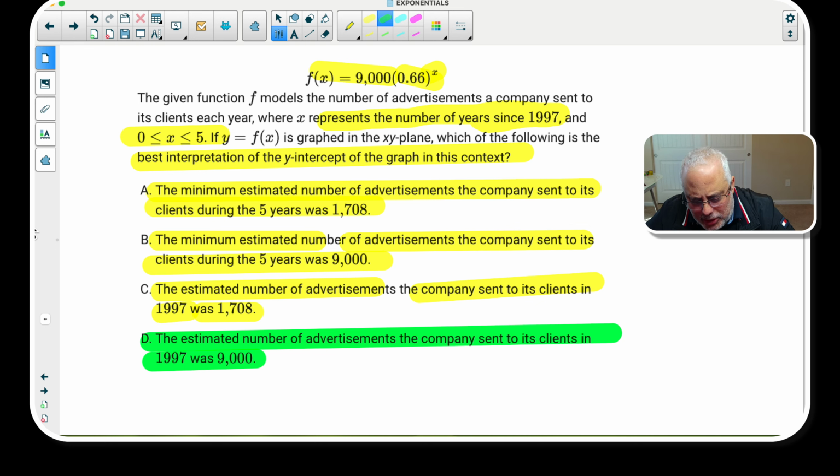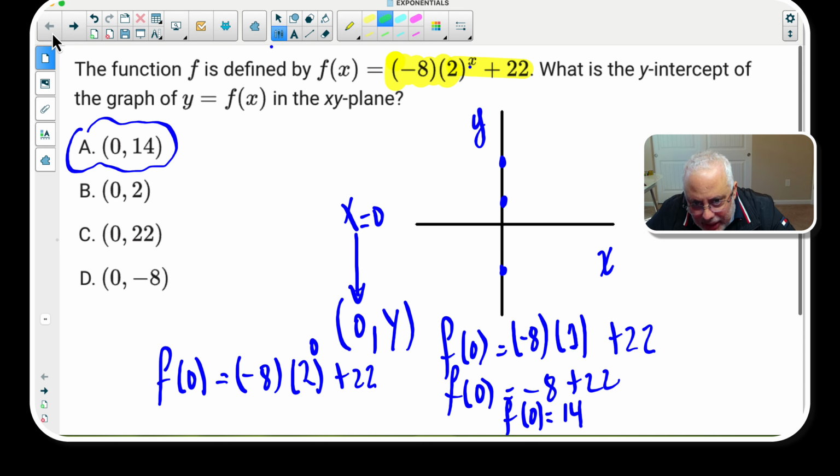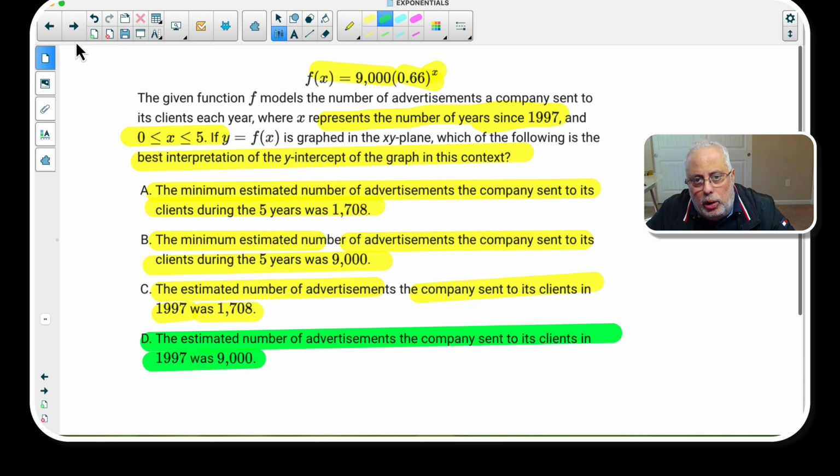And look at the difference between the two problems. The first problem is a straight mathematical question, find the y-intercept. The second question is an application, mathematics in a context. And we have to be careful with that. What is the idea of that initial value? And check the domain. Notice that the domain starts with 0, and 0 is our evaluation value. So this is the SAT test.